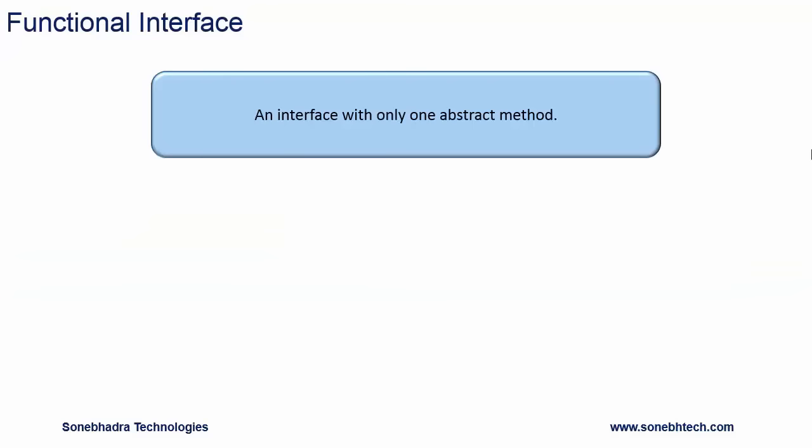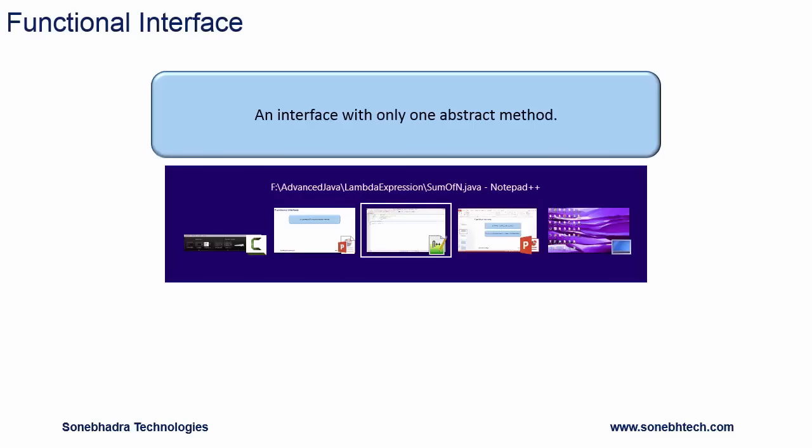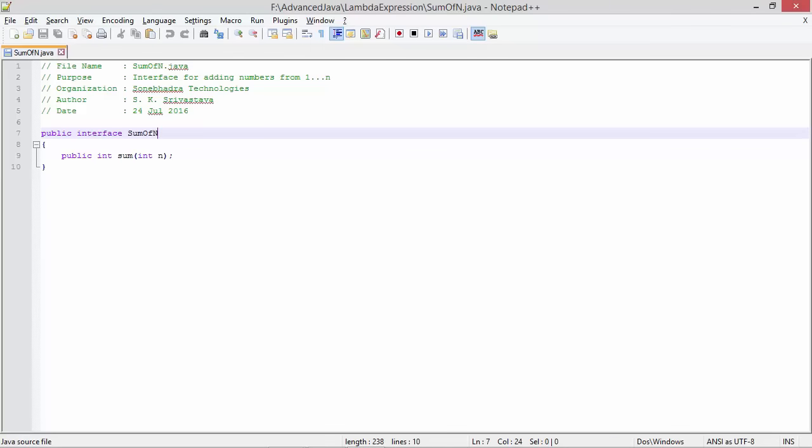Functional interface. Before moving to lambda expressions, first let us understand the concept of functional interface. In Java, a functional interface is an interface with only one abstract method. Okay, let's see the functional interface. So this is the functional interface, SumOfN. It has only one abstract method, sum. Okay, let's go back.